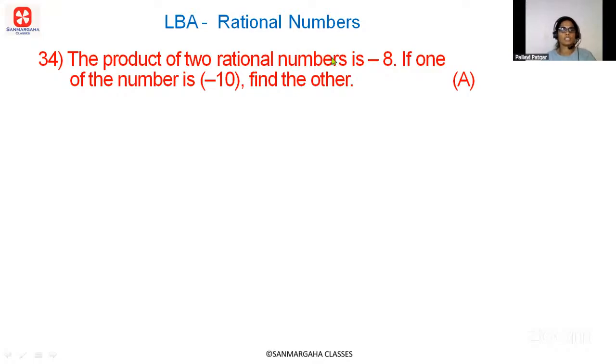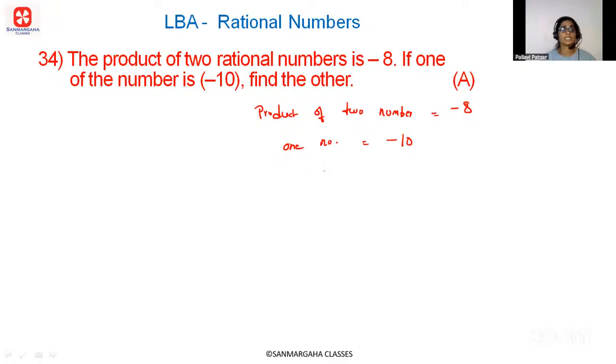In the rational number chapter, look at question number 34. The product of two rational numbers is minus 8. If one of the numbers is minus 10, find the other. So here, the product of two numbers is minus 8, and one number is minus 10. So find the other number.